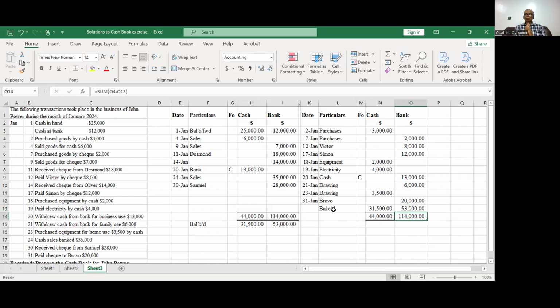So that's the cash book, a 2-column cash book prepared for the purpose of recording all the cash transactions that took place in the month of January for John Power, basically. So that's what we have in this particular account. I believe that we've been able to have a good understanding of what we have been talking about in this particular class, talking about the cash book, and of course we're looking at a 2-column cash book.